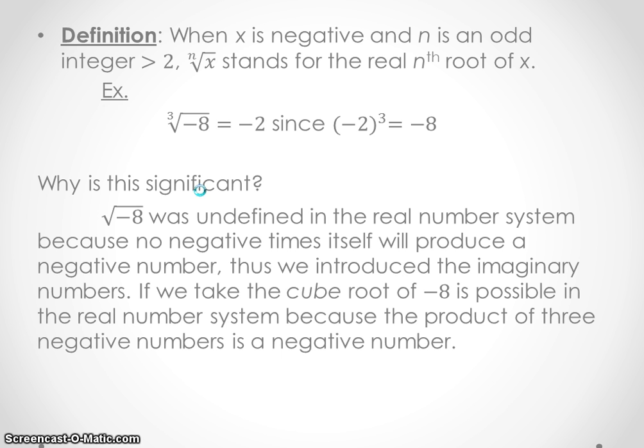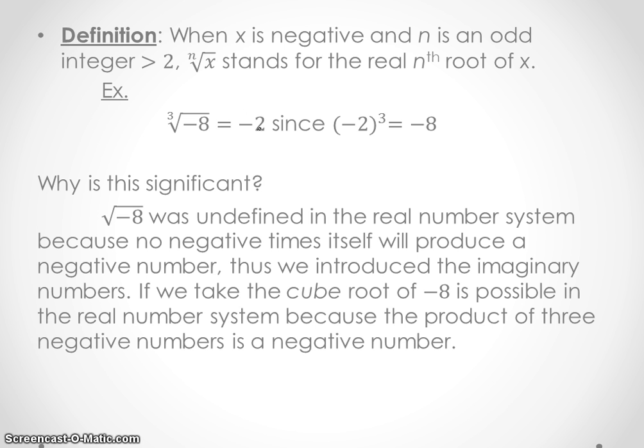Okay, I know we got a lot of writing in this one, but we have another definition, and it says when x is negative and n is an odd integer bigger than 2, then the nth root of x stands for the real nth root of x. For instance, we had the cube root of negative 8. Before, we were not allowed to have negatives underneath this root, but that was back when they were only square roots. So now when we have a cube root, is there something we can multiply by itself 3 times to get us to negative 8?